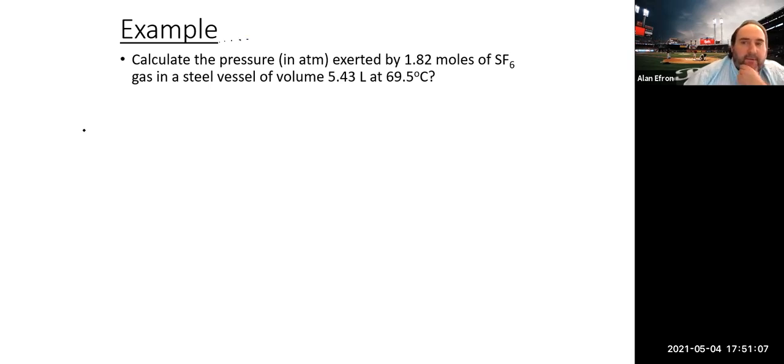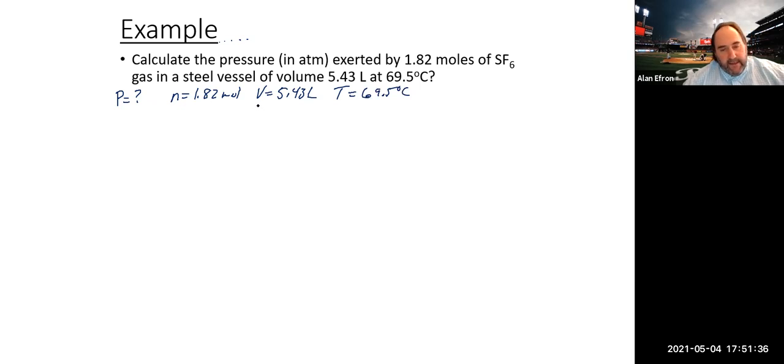Let's take a look. As we talked about last time, sometimes it's a really good idea just to pull out the information from the problem and see where it leads you in terms of these gas laws. Obviously we're looking for a pressure here. We have moles, which is 1.82. We have 5.43, which is definitely a volume. And we have a temperature, which is 69.5 degrees Celsius. Just by looking at that, you could see the ideal gas law would be the correct choice here. Plus, we don't have two pressures, two volumes, or any of those type of things.